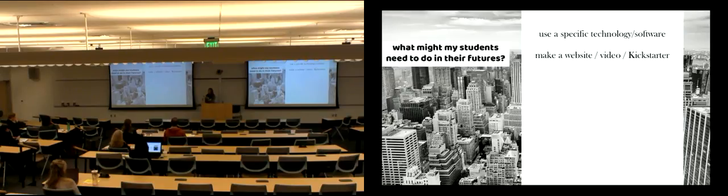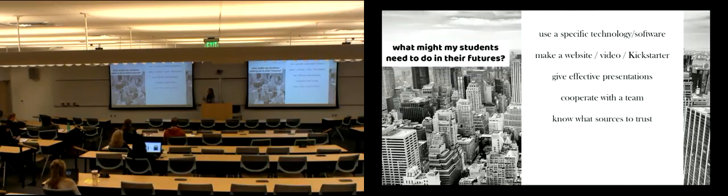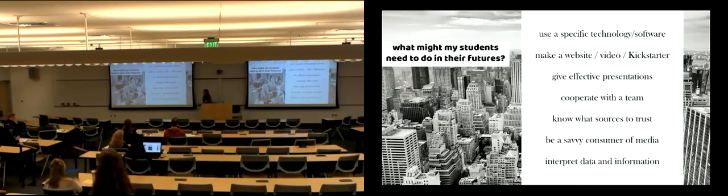But then we can get into some more general soft skills too. Giving effective presentations, more or less universal. Cooperating with a team. And then some of these information and data literacy bits. So knowing what sources to trust. Being, as we talked about before, a savvy consumer of media in different ways, or of data. And just interpreting data and information, from finding it and analyzing it and understanding where it's coming from, to what's important about it and how I can get that across.